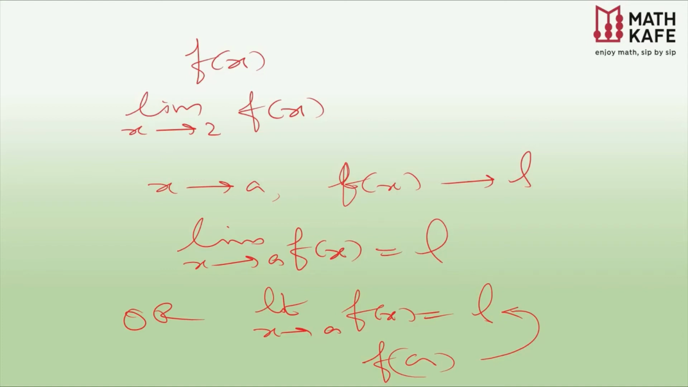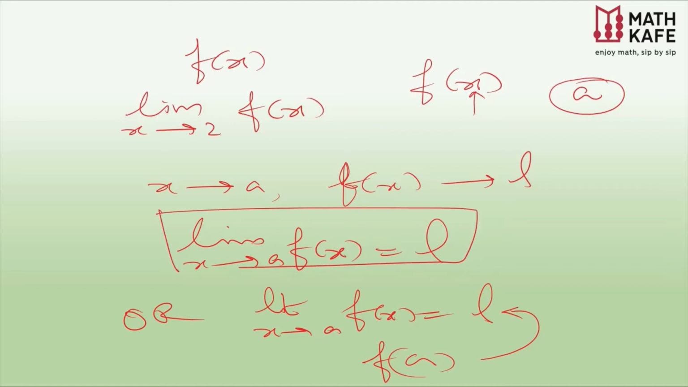You may feel that when you are calculating it will be the same, but theoretically they are not the same. f of a means in the function f of x, instead of x you are plugging in the value a and getting the value of the function exactly at x is equal to a. Whereas in limit x approaches a of f of x, it means you are approaching a, and it could be from the left or from the right. Now we'll see how we check whether it is coming from the left or from the right. This is our main takeaway from this topic.